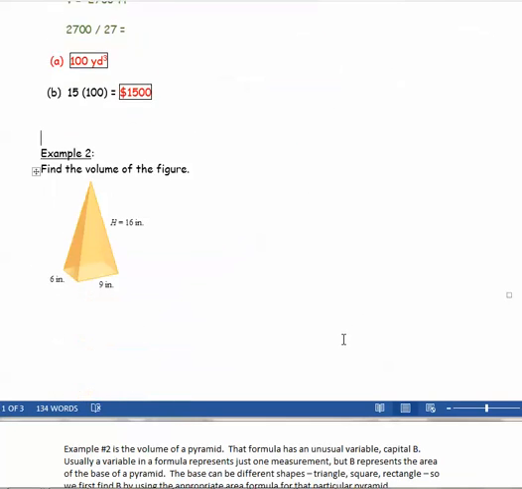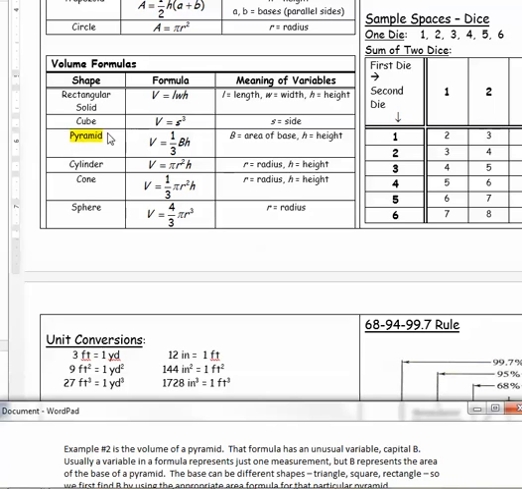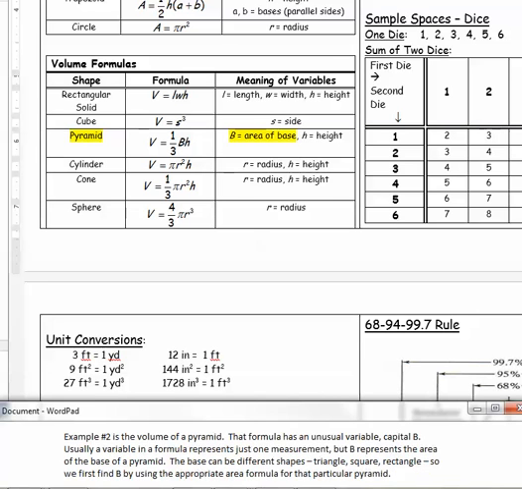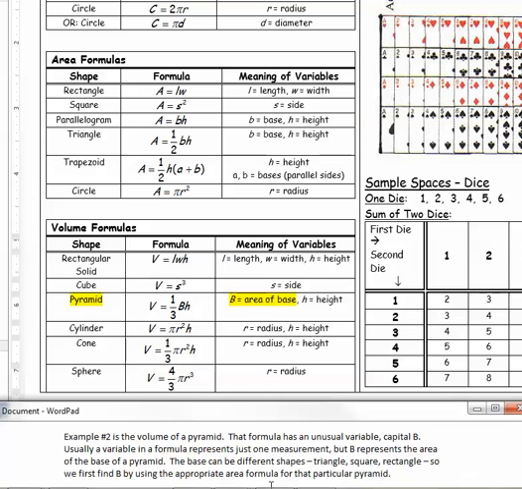Example 2 is the volume of a pyramid. That formula for the volume of a pyramid has an unusual variable, this capital B. Usually a variable in a formula represents just one measurement, but B represents the area of the base of a pyramid. The base can be different shapes, a triangle, a square, a rectangle. So we first find B by using the appropriate area formula for whatever the shape of that pyramid is, and then we find the rest of the formula.